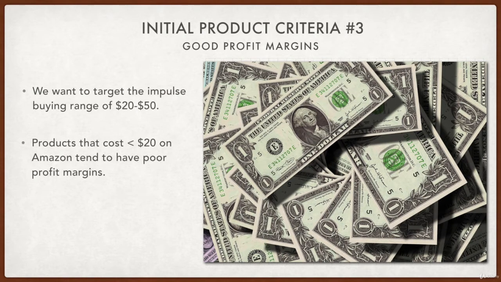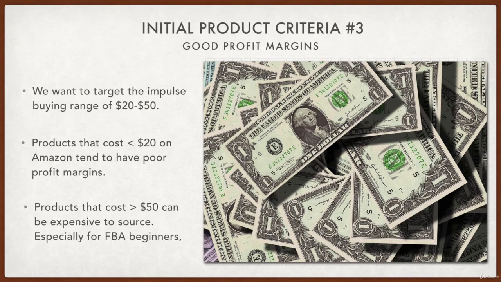So now that begs the question, why have the upper price limit of $50? Surely the more you can charge for the product, the greater proportion of the money that the customer pays for the product will end up in your pocket and not Amazon's. And this is actually completely true.